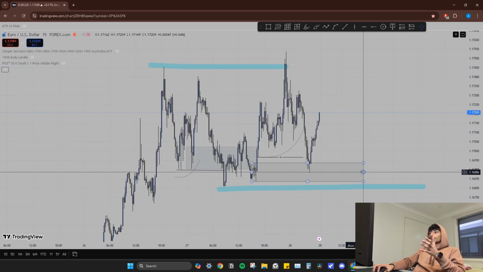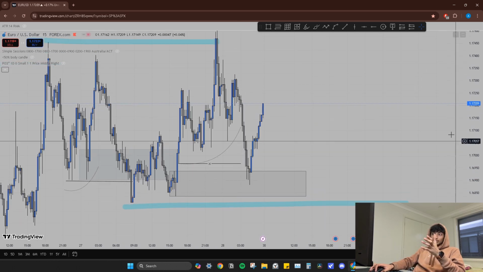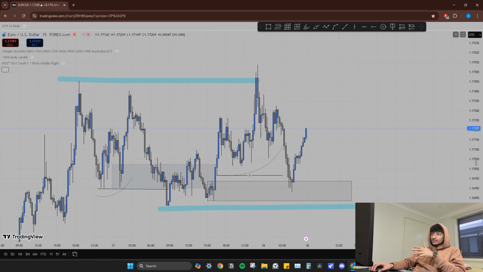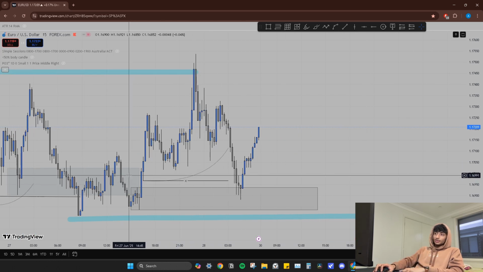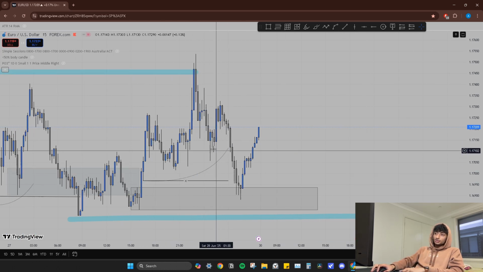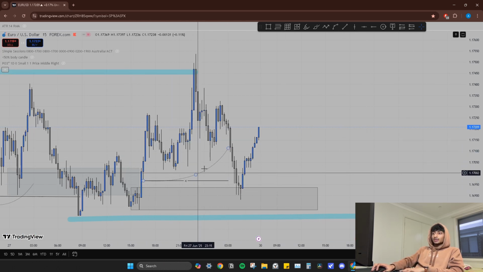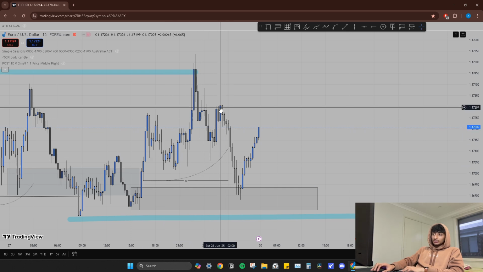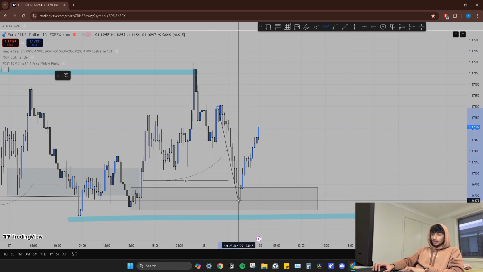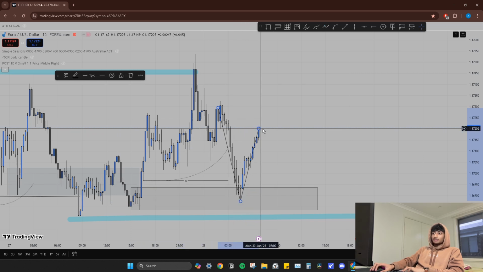Cool. Now let's take our focus to the demand zone that we drew on the 1 hour time frame. And what do we see above this demand zone is all these equal lows. So much liquidity, so much resting liquidity. And what did market do? It came down, it took out all this liquidity, came into this area of demand, and then it started pushing higher.